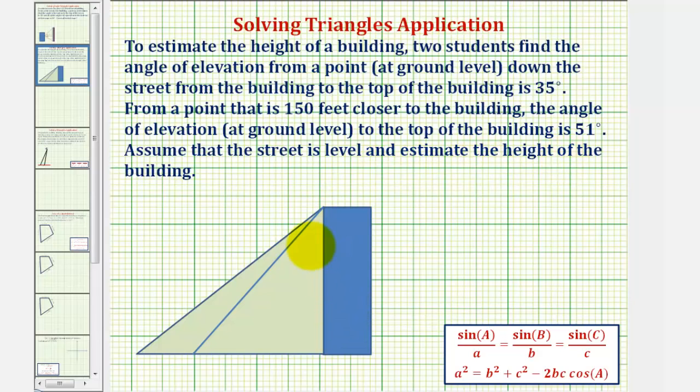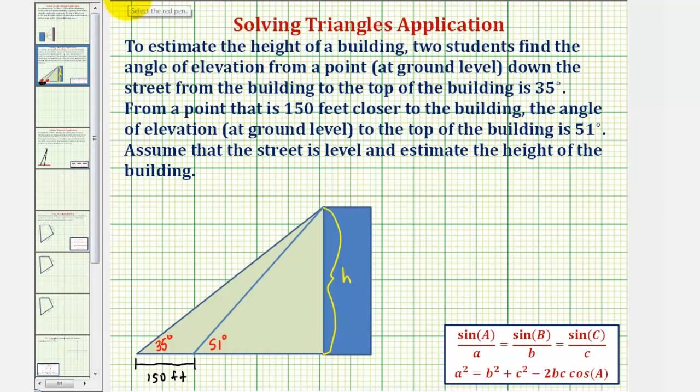This blue rectangle represents the building, so our goal is to find the length of this side here. From the furthest point, the angle of elevation is 35 degrees, so this angle here would be 35 degrees. From a point 150 feet closer, so if this length is 150 feet, then from this point, the angle of elevation is 51 degrees.